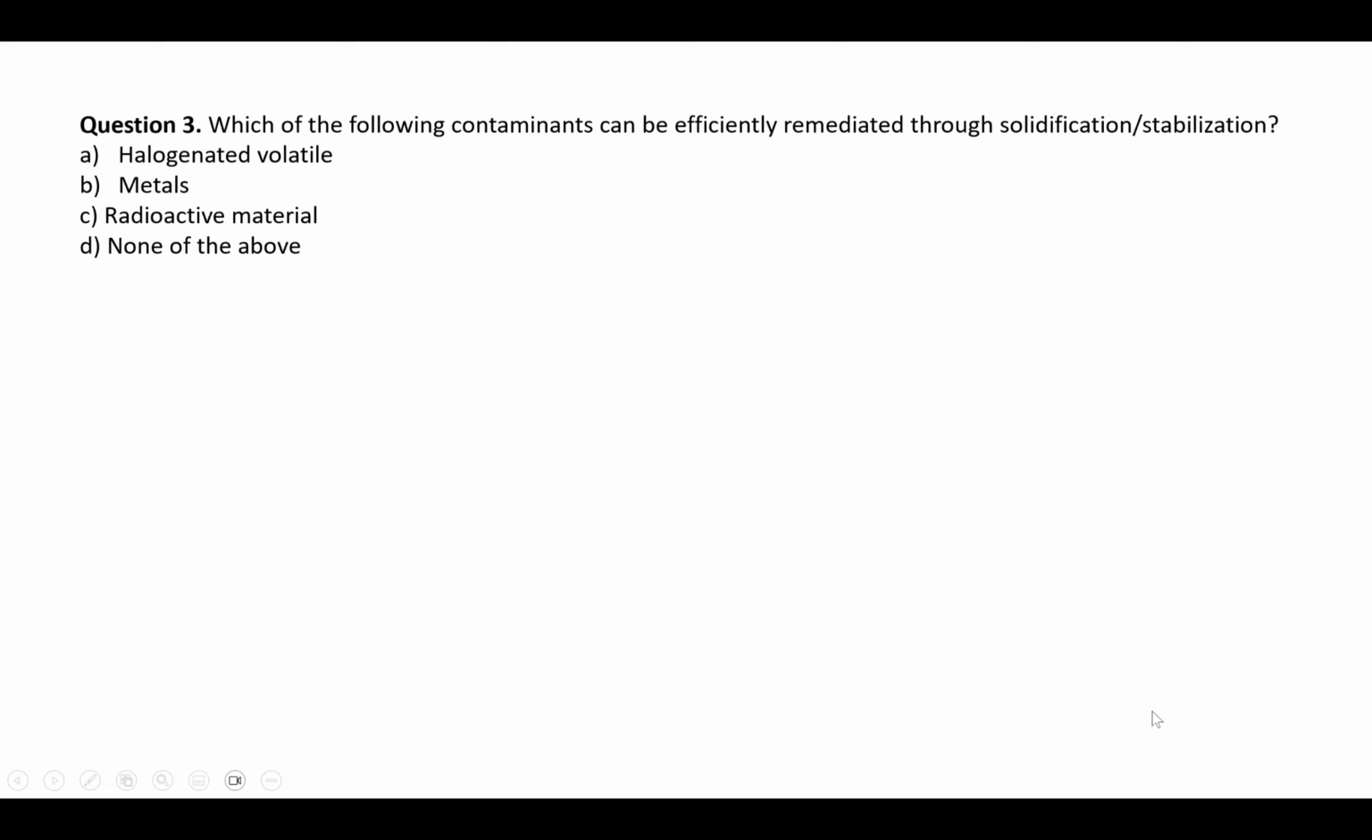So the first question is, which of the following contaminants can be effectively remediated through solidification and stabilization? We have four options. First option is halogenated volatiles, B is metals, C is radioactive material, or D none of the above. We have to select the option which shows the contaminants that can be effectively remediated through solidification and stabilization. I'll give you all 4 minutes. Just take your time, write the option in the chat box, and then we will discuss.